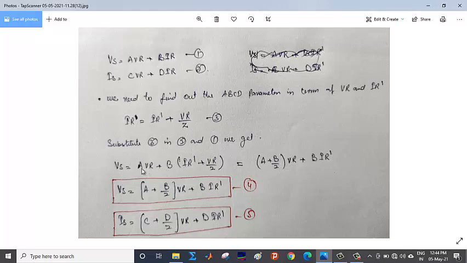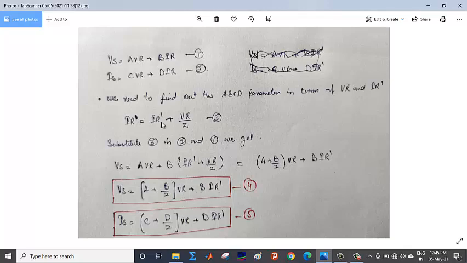VR has two terms, one is A into VR and the second term is B by Z into VR. So taking VR common, VS is equal to VR into A plus B by Z, plus B into IR dash. IR dash is only one term, that is B into IR dash. So this VS will be equal to A plus B by Z into VR plus B into IR dash.